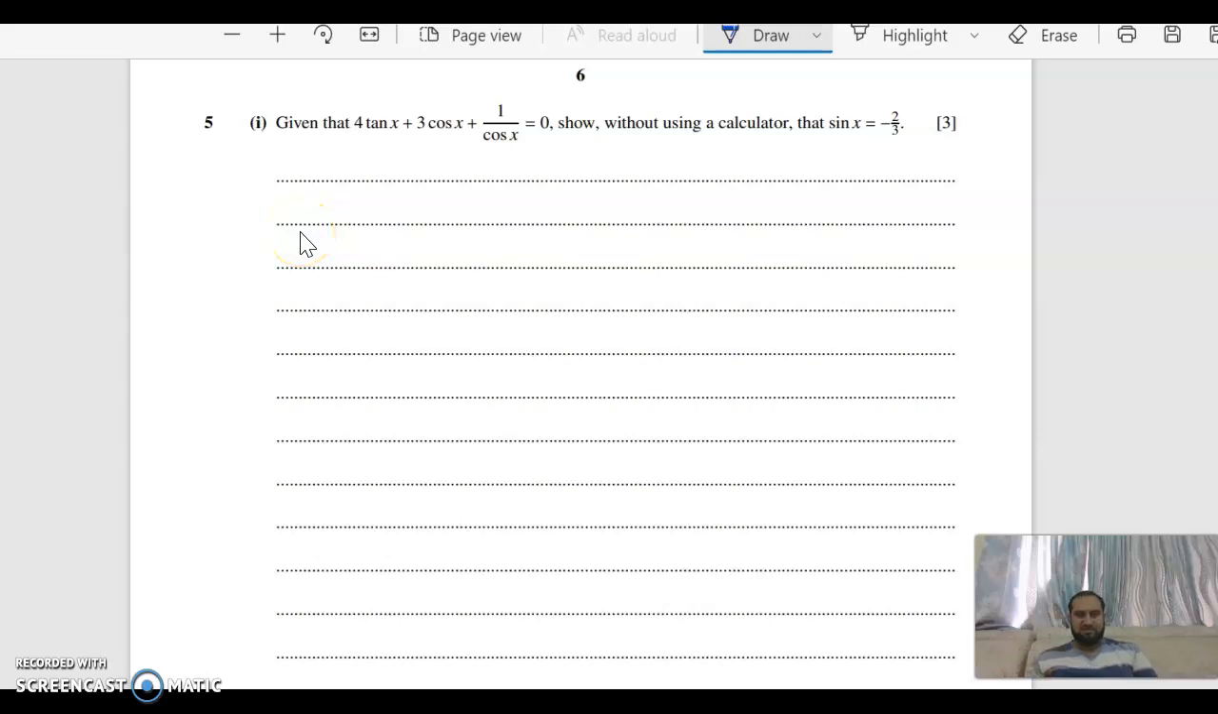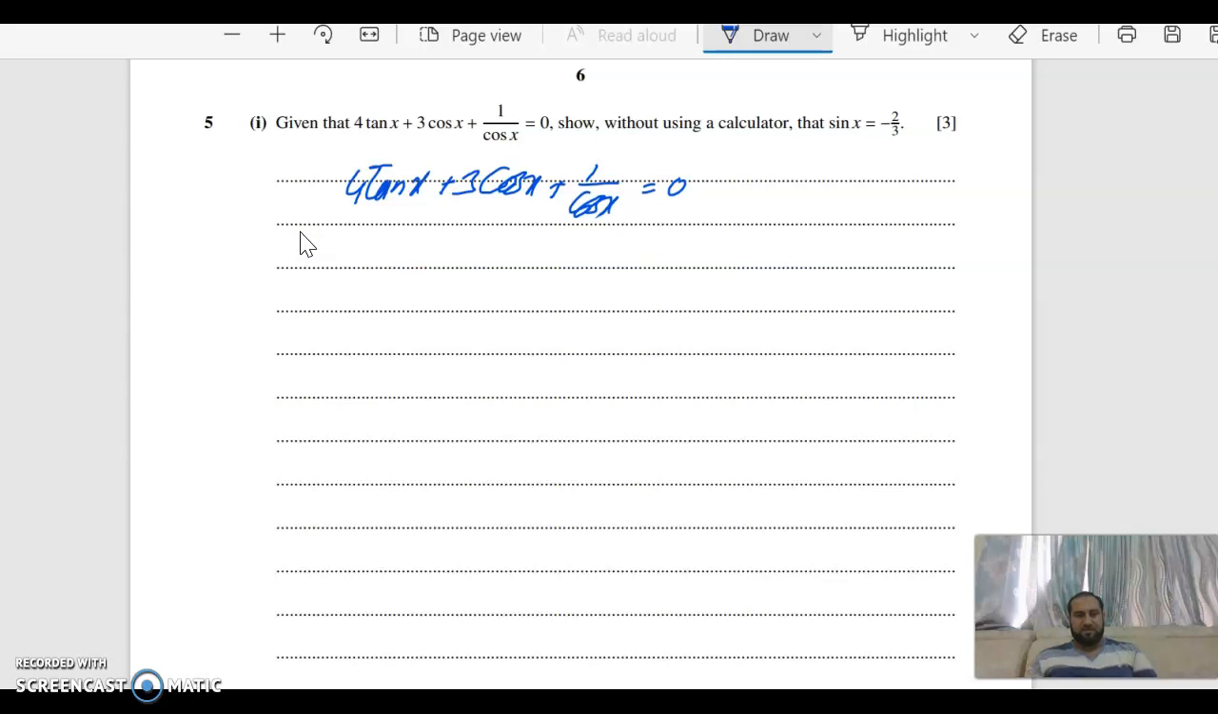So, in continuity of my previous video, in this video we're going to discuss a few more questions from the October/November 2019 Paper Pure 1. In question number 5, it says: given that 4 tan x plus 3 cos x plus 1 over cos x is equal to 0.